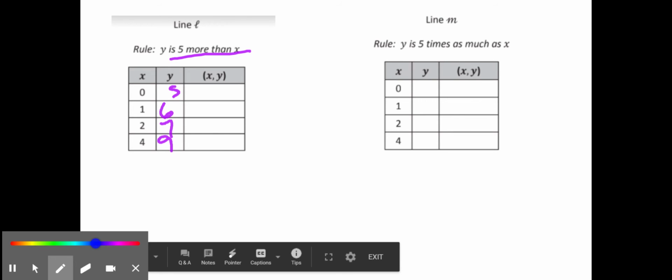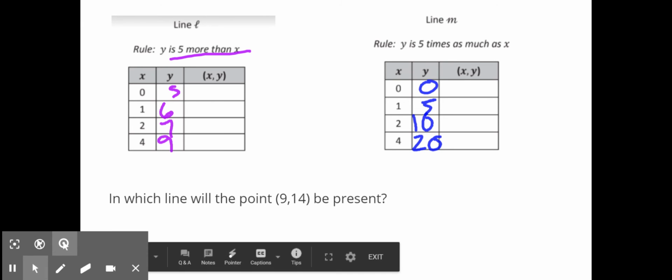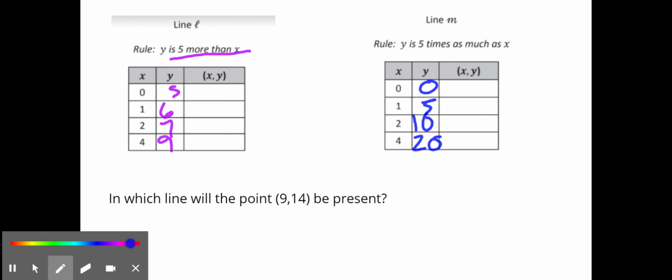y is 5 times as much. So what's 5 times 0? That would be 0. What's 5 times 1? That would be 5. And then 10 and 20. All right, so I have my two patterns. And then it'll give me a question like this. In which line will the point (9, 14) be present?